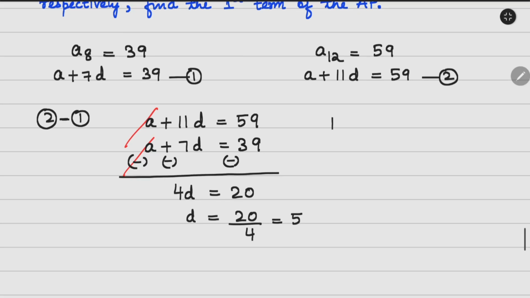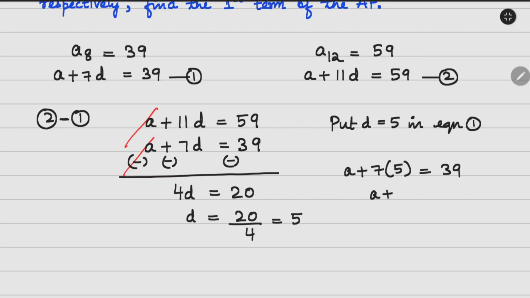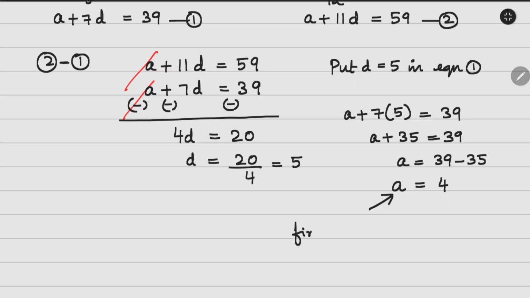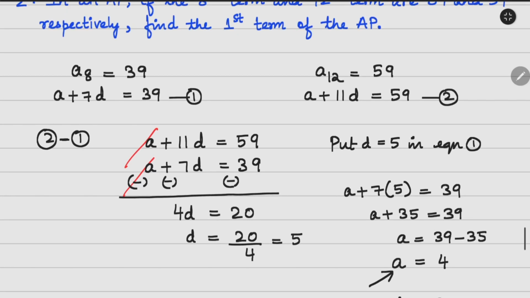Now let's put d equal to 5. Put d equal to 5 in equation 1. So what do you get? a plus 7 into d, d is 5, is equal to 39. So a plus 7 5s are 35 equal to 39. a will be equal to 39 minus 35, which is equal to 4. So what is a? a refers to the first term of the AP, and that's your answer. So the answer is 4.